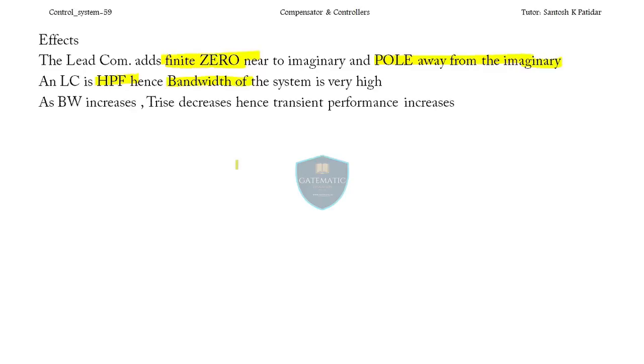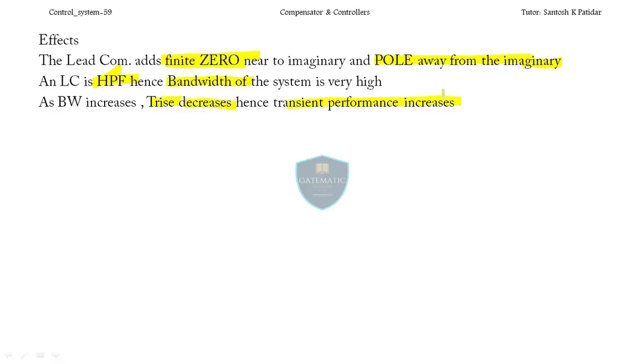The next point is, as bandwidth increases, T rise decreases. Yes, because we have seen in the formula that rise time is inversely proportional to the bandwidth. The multiplication of T rise and bandwidth is constant. So why does bandwidth increase? Because it is a high pass filter, so definitely your bandwidth is going to increase. So T rise decreases, hence transient performance increases.